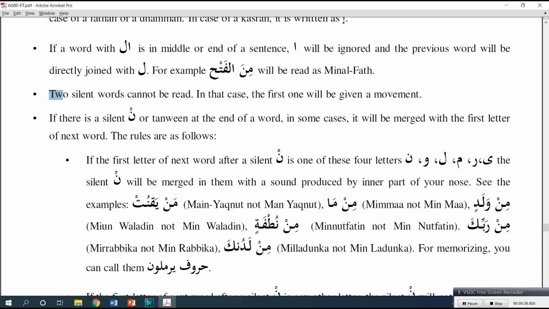If there is a silent noon, or tanween, appearing in that way, it will be merged with the first letter of the next word. Now you might ignore it, but you'll have to see this.